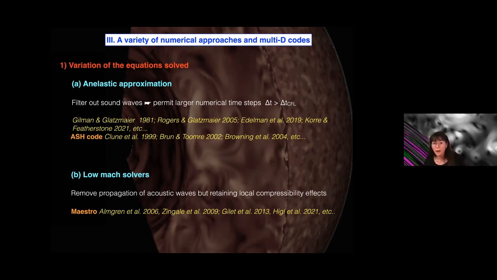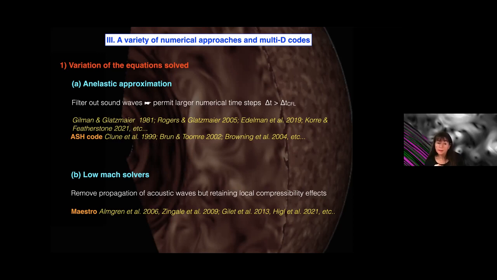equations which are approximated, and there is a well-known approximation which is the anelastic approximation, where basically the idea is to filter out sound waves, and this allows you to use numerical time steps which are greater than the CFL time step. So this kind of relaxes the CFL constraint. And you have many groups which have been using this anelastic approximation, and there is the ASH code, which is well known as well in the field.